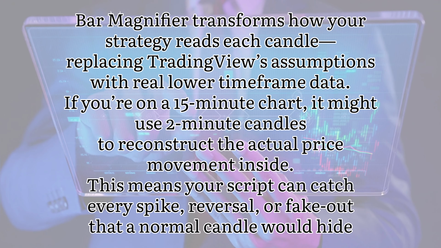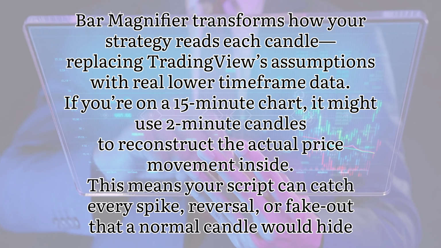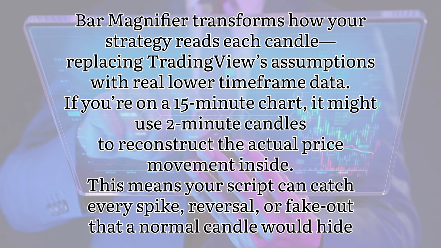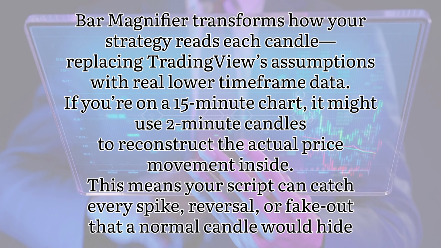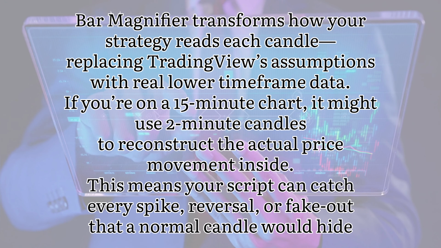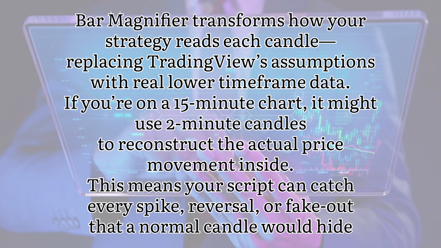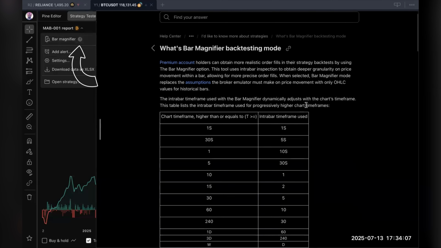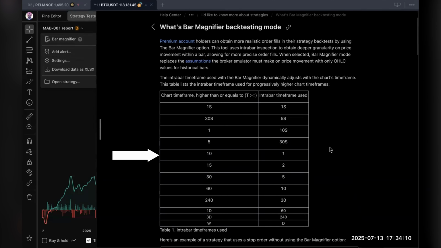Bar Magnifier transforms how your strategy reads each candle, replacing TradingView's assumptions with real lower time frame data. If you're on a 15-minute chart, it might use 2-minute candles to reconstruct the actual price movement inside. This means your script can catch every spike, reversal, or fake out that a normal candle would hide. Here's the mapping TradingView uses. On a 1-hour chart, it uses 10-minute data. On a daily chart, it switches to 1-hour candles. Everything adjusts dynamically, giving your strategy a more accurate view of real market action. This directly affects your strategy, limit fills, stop losses, even fake entries.